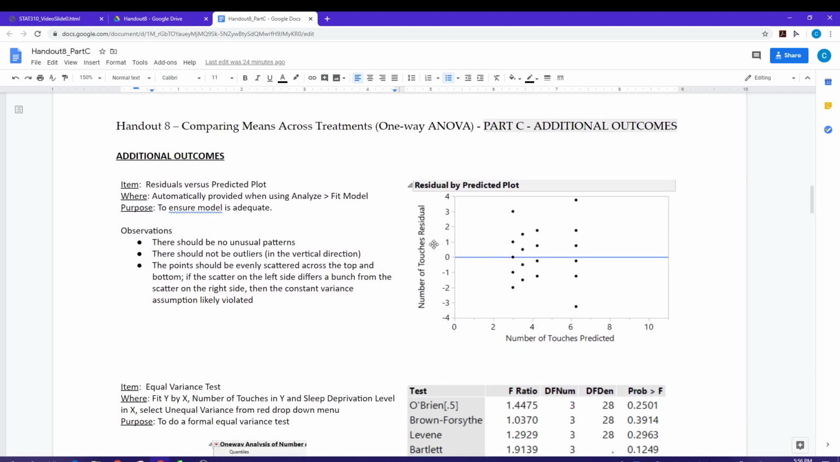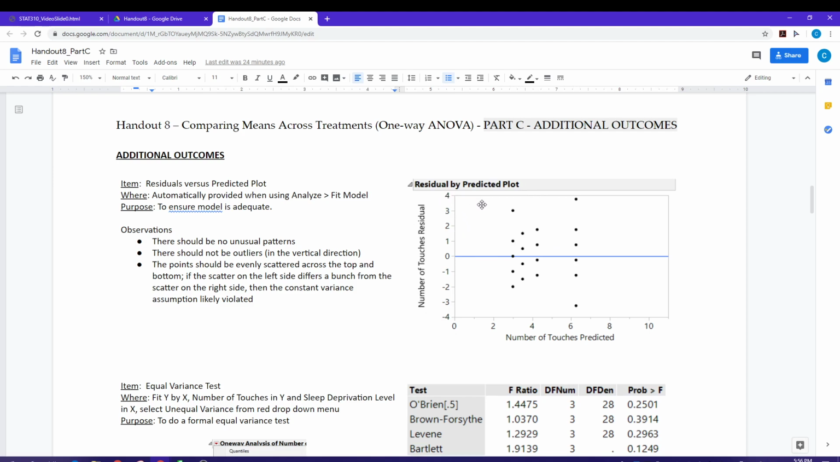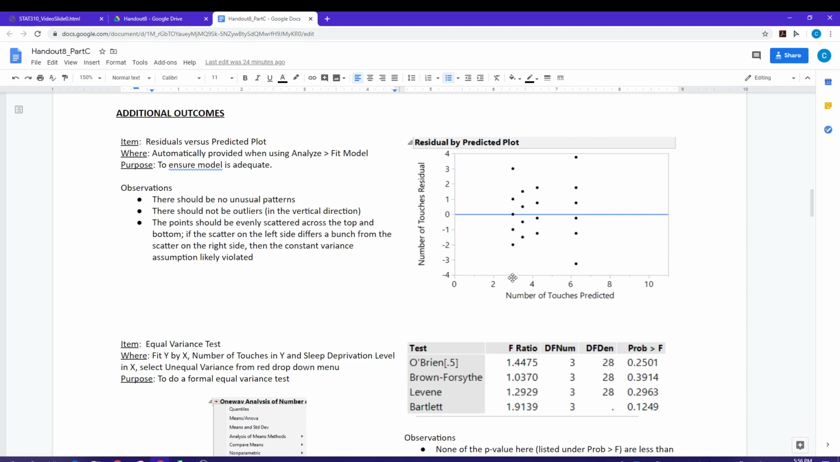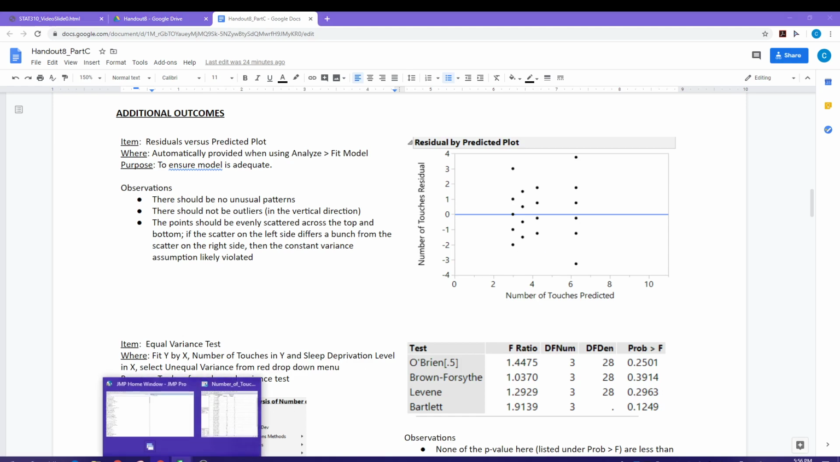So how about some additional outcomes? We'll start here with the residual versus predicted plot. Now this is given to us when we look at our fit model output. So let me go over into JMP and just show you where that's at quick.